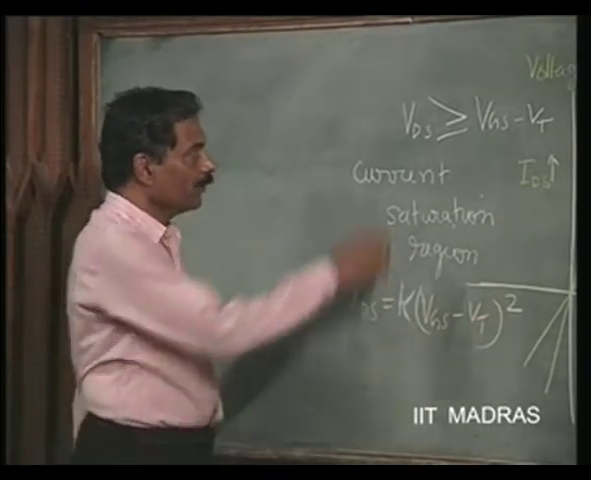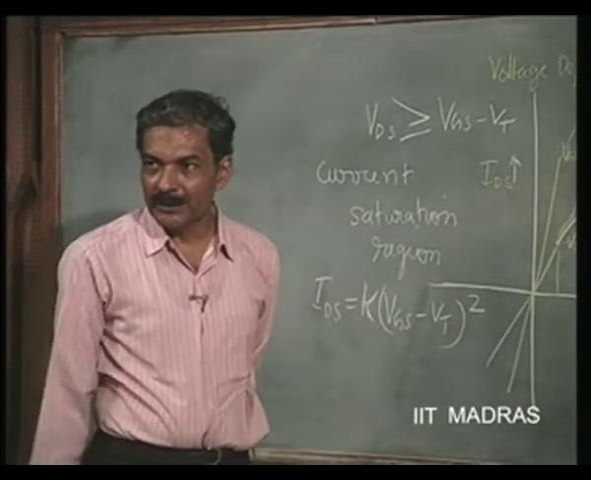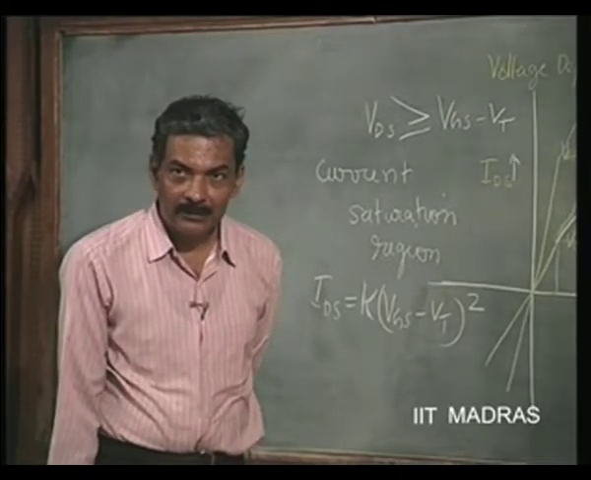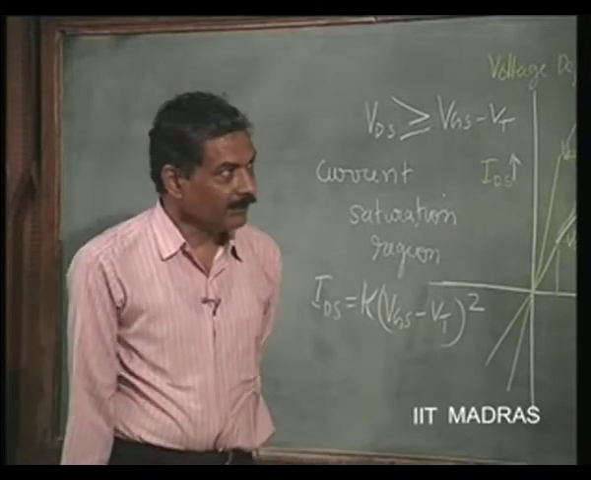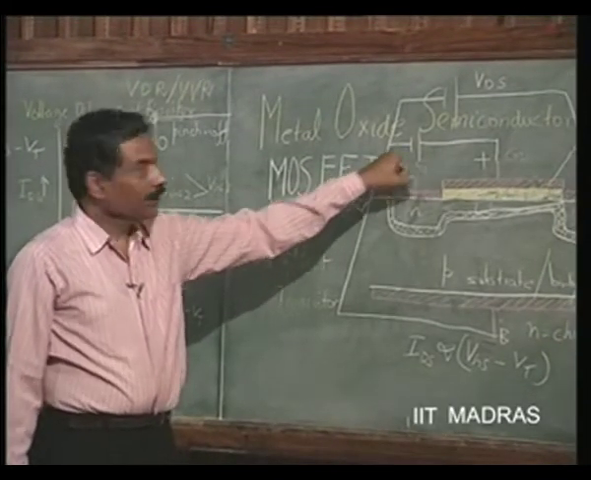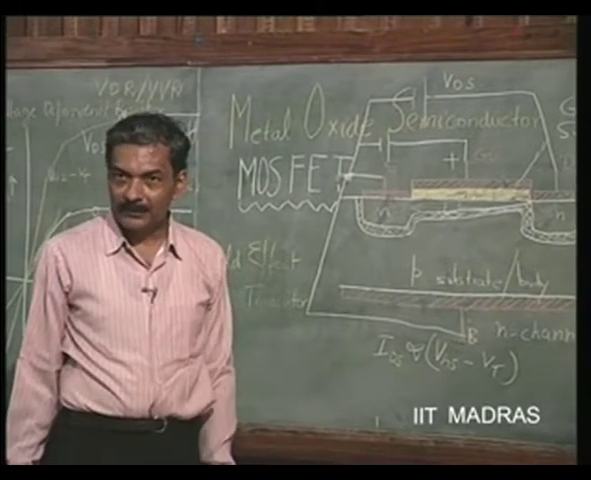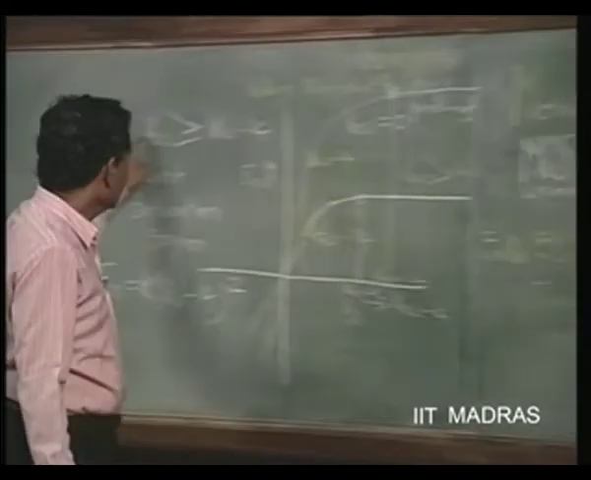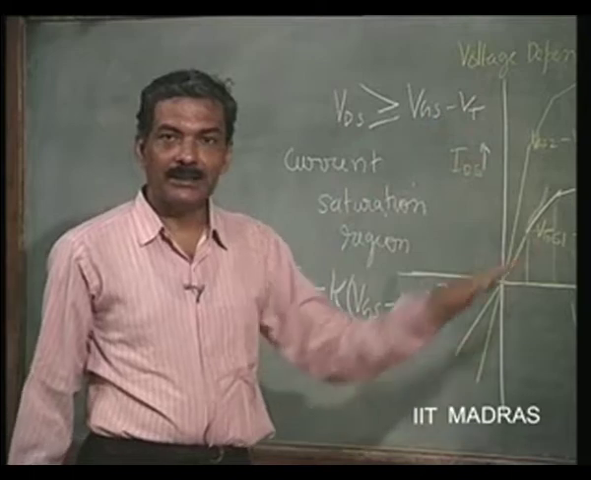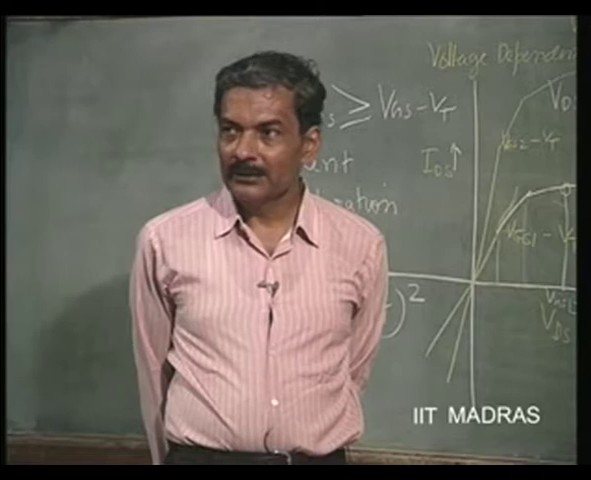squared. And what is current saturation region? VDS greater than VGS minus VT for N channel device only, right. For the P channel device, this voltage is going to be negative with respect to source, this also is going to be negative, and the threshold voltage also is going to be negative, and therefore, VDS less than or equal to VGS minus VT is the region where the current saturation occurs, right. Is this clear?